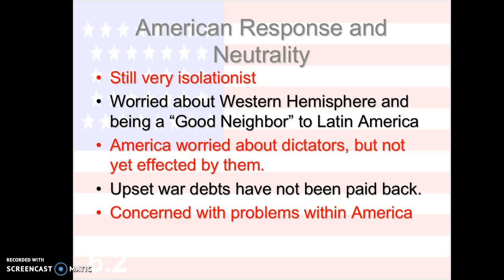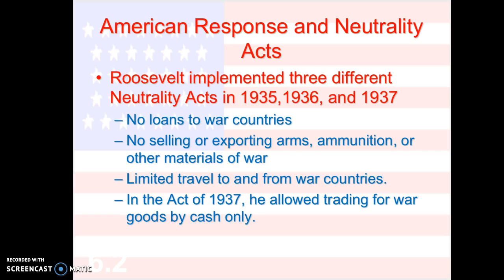And a lot of the war debts had not been paid back yet from Germany and from World War I in general. And really at this time, they're just focused on problems with America. So if you remember, this is the 1930s. We just talked about the Great Depression, so you know what's going on in America. So how do they respond to this? Roosevelt implements 3 different neutrality acts in 1935, 1936, and 1937.